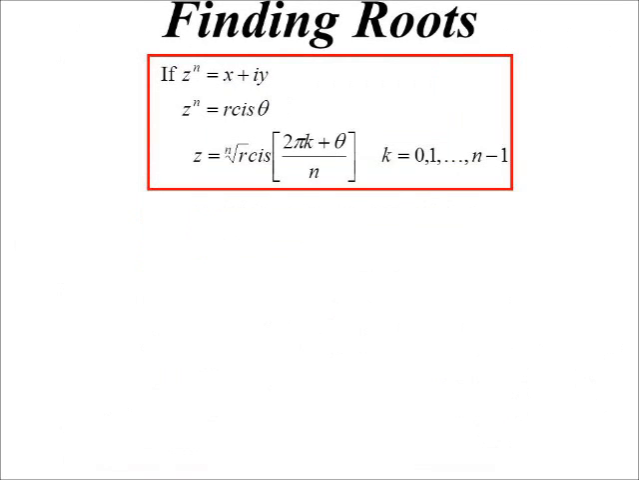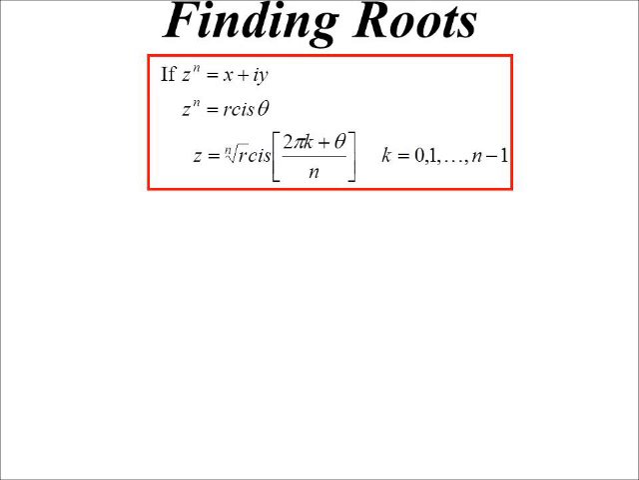So this now gives us another way of finding square roots. But not only square roots, we could find any roots, because we know square root's the same as power of a half. Cube root, power of a third. So if I know z to the power of n is x plus iy, and z to the power of n is r cis theta, then if I want to find the nth root, it'll become the nth root of the modulus, but the angle would be divided by n.